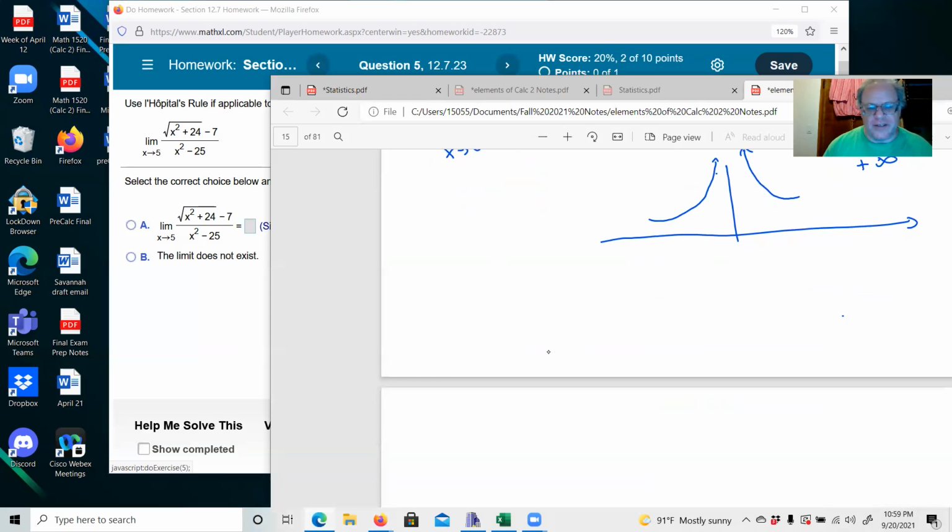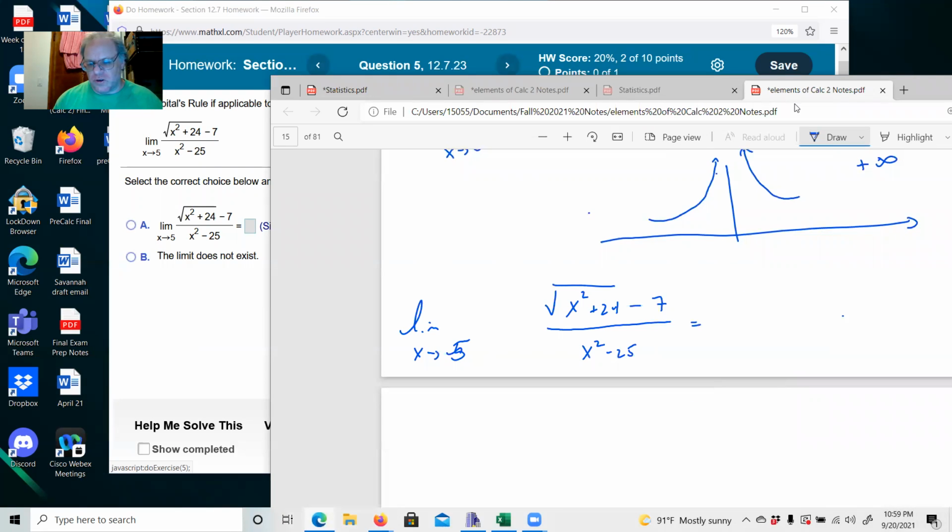So here we have the limit as x goes to 5 of the square root of x squared plus 24 minus 7, over x squared minus 25. Let's write this as a calculus problem so that if we have to do something with it, we'll know what we're doing. So this is equal to x squared plus 24 to the 1/2, that's what square root means, minus 7, and this is x squared minus 25.